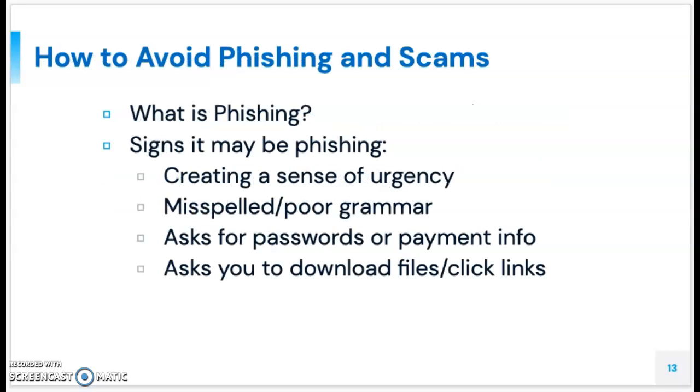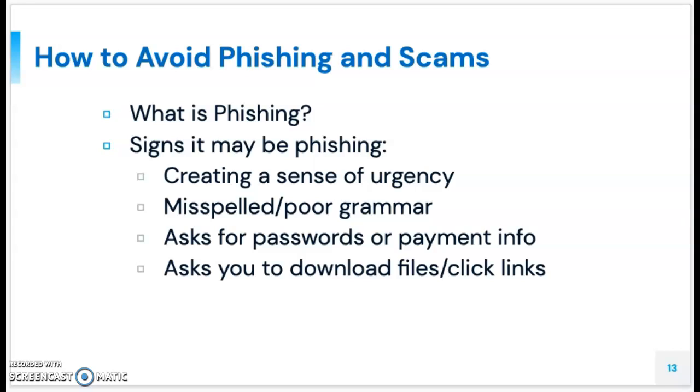And then another way that people will try to get hold of your data is through phishing. So, how are we going to avoid phishing and scams? First, let's talk about what is phishing. Phishing is a means of trying to take someone's data, typically for nefarious purposes. So when we're using the word phishing or scams, we're talking about it in a negative way. Here are some signs that it may be phishing. Emails are the worst offender of this online.